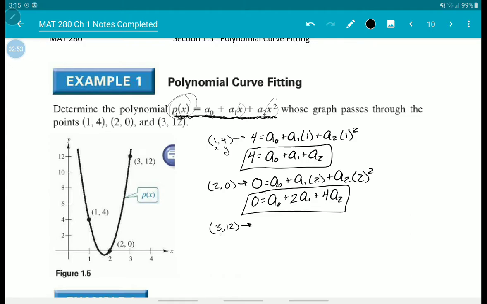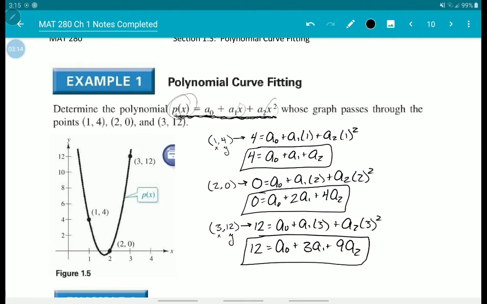And then our last one, substituting in the x and the y again. 12 is equal to a naught plus a1 times 3 plus a2 times 3 squared. So our equation is 12 equals a naught plus 3a1 plus 9a2. Notice in this case we have 3 equations and we also have 3 unknowns. If we want any possible chance of finding a specific value for those unknowns, you have to have as many equations as unknowns. If you have fewer equations than unknowns, then we have an underdefined system, and underdefined systems typically will result in infinite solutions.